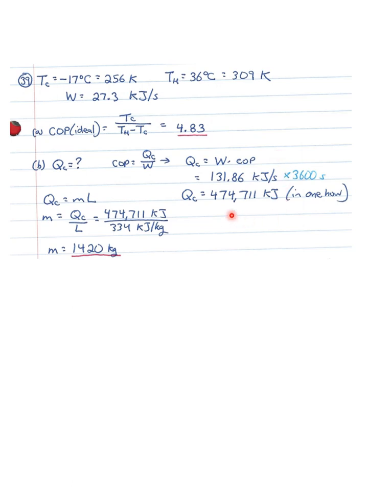And we get Q sub C is 474,711 kilojoules. That's how much heat's going to get extracted from this water in 1 hour. Let's take this value and plug it into our phase change equation for Q sub C. Notice that the Q sub C is in kilojoules. So for the heat of fusion, we're going to use the number 334 kilojoules per kilogram. And we get 1420 kilograms.